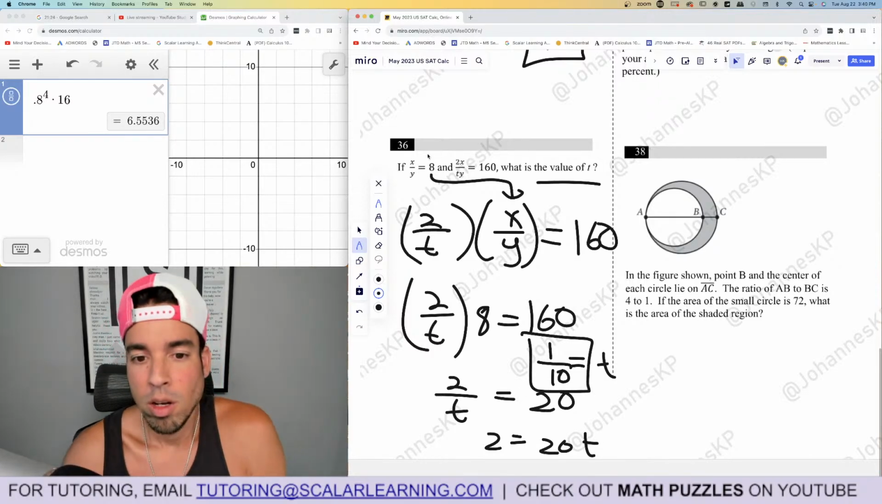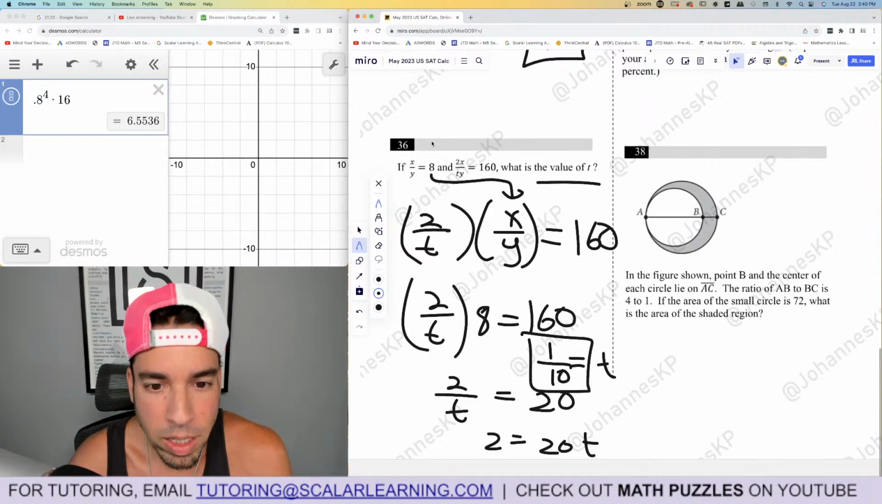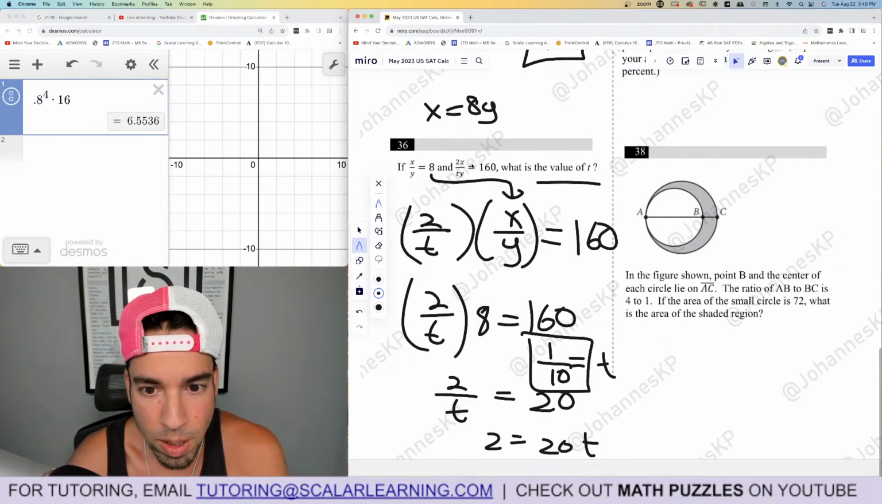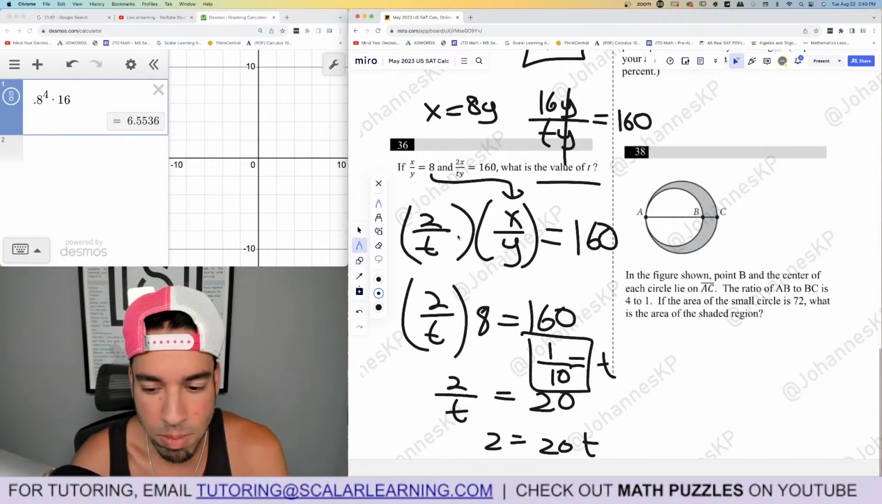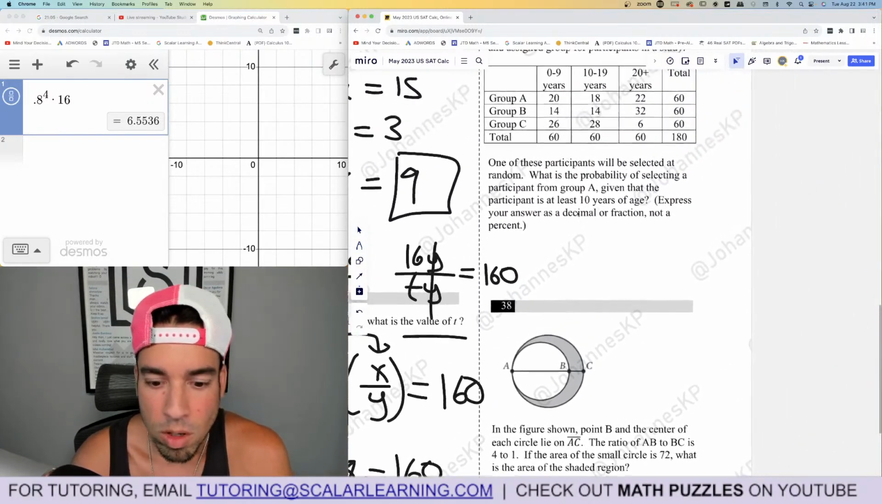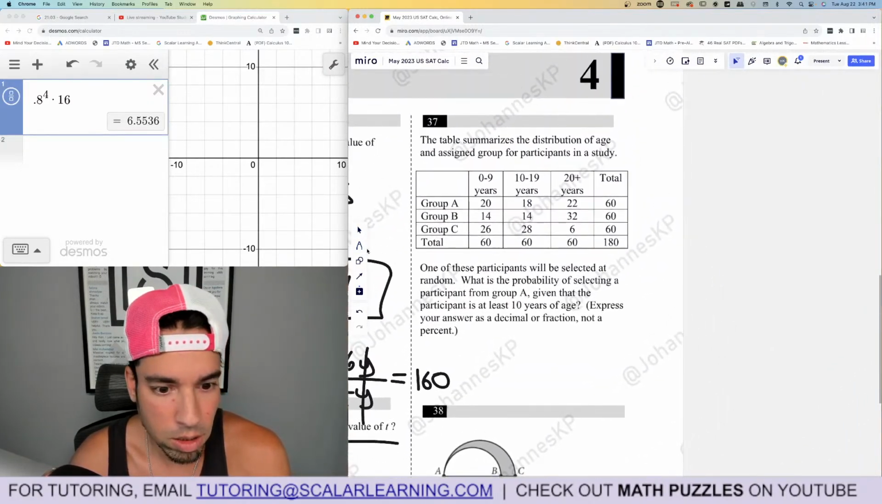Let me double check. Another way to solve this is to say x equals 8y and sub it in that way. So it would be 2 times 8y, which is 16y over ty. Cancel out y: 16 over t equals 160. Multiply by t, divide. Same thing. 1/10, boom, done.